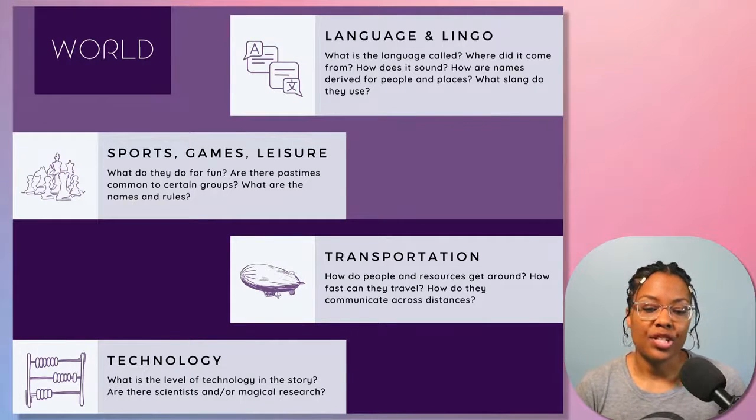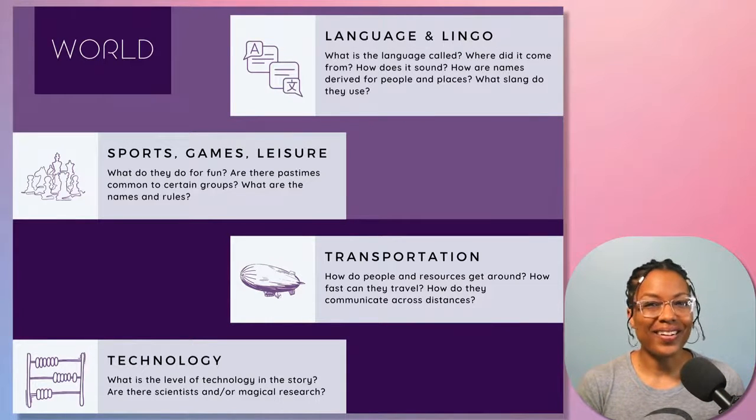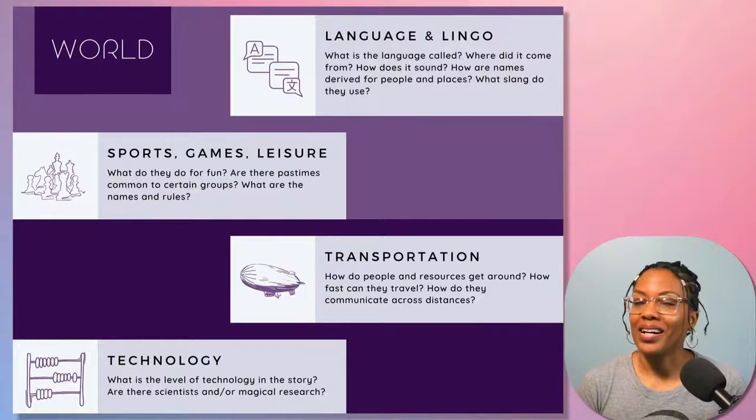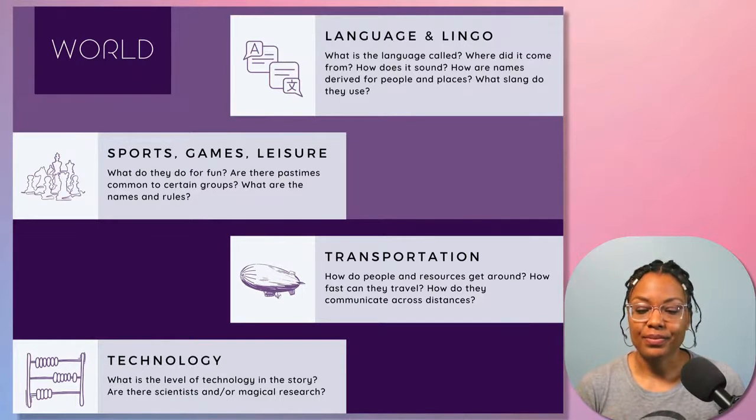How are they named? Are there naming conventions that you're using? Sports, games, and leisure, keeping track of what they do for fun and the pastimes and the names and rules of the games. Once again, whether it's American football or the rest of the world football, aka soccer, or some invented game that you have.